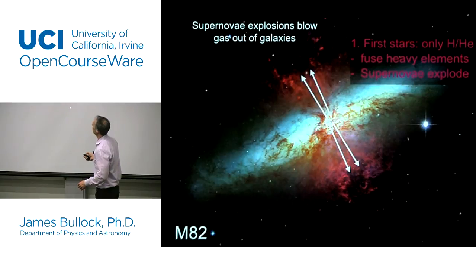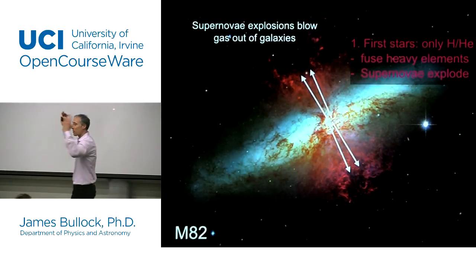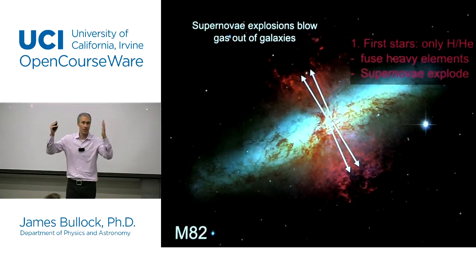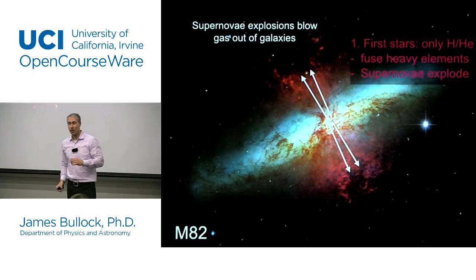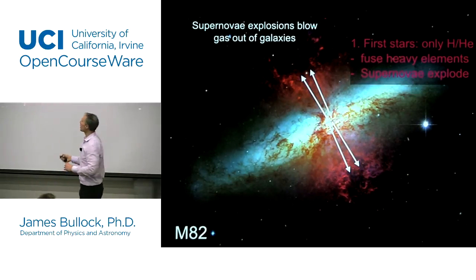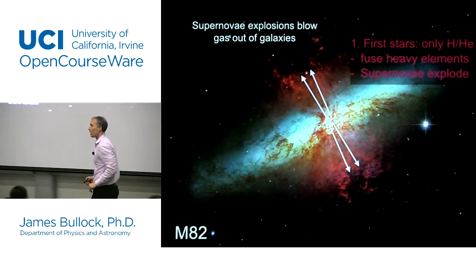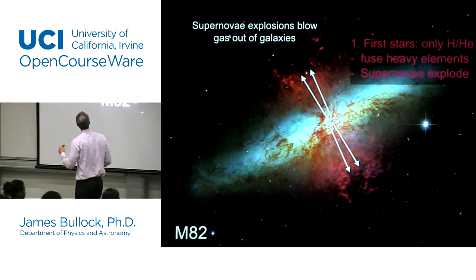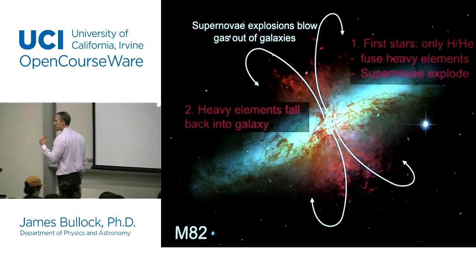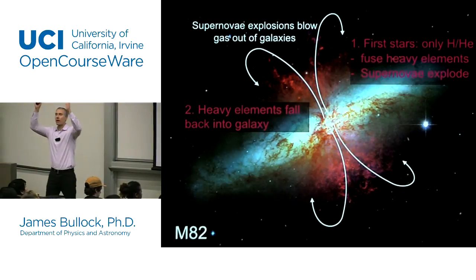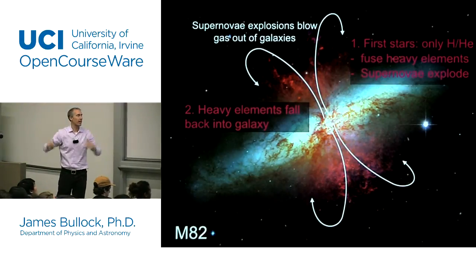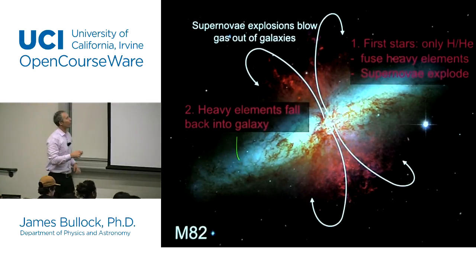Now, normally this gas is blowing out at incredible speeds, sometimes thousands of kilometers a second. Really, really high speeds. Such high speeds that naively you would think it would just be blown out of the galaxy, never to return. But that's not what we see. We see a lot of evidence that these heavy elements don't just blow out forever, but they circle back down and fall back in. This is very important.